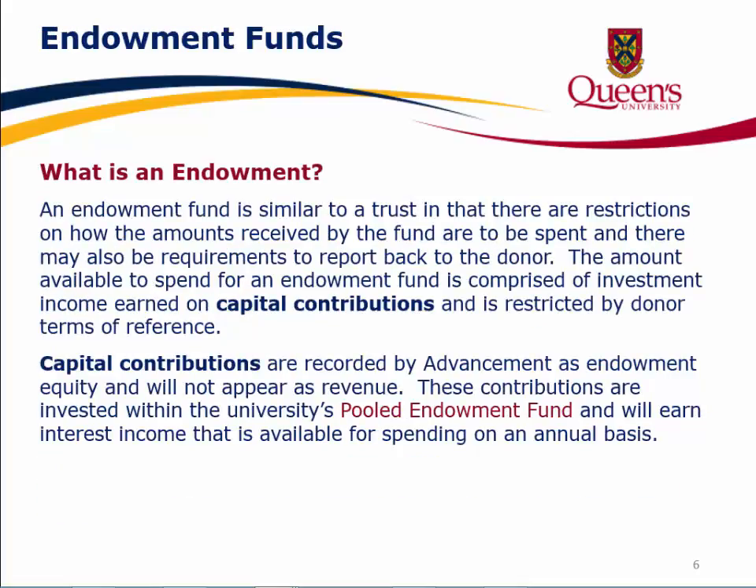Endowment funds. What is an endowment? An endowment fund is similar to a trust in that there are restrictions on how the amounts received by the fund are to be spent, and there may also be requirements to report back to the donor. The amount available to spend for an endowment fund is comprised of investment income earned on capital contributions and is restricted by donor terms of reference. Capital contributions are recorded by advancement as endowment equity and will not appear as revenue. These contributions are invested within the university's pooled endowment fund and will earn interest income that is available for spending on an annual basis.